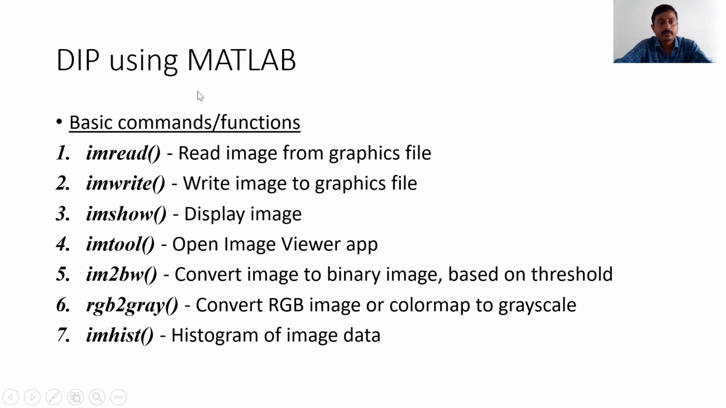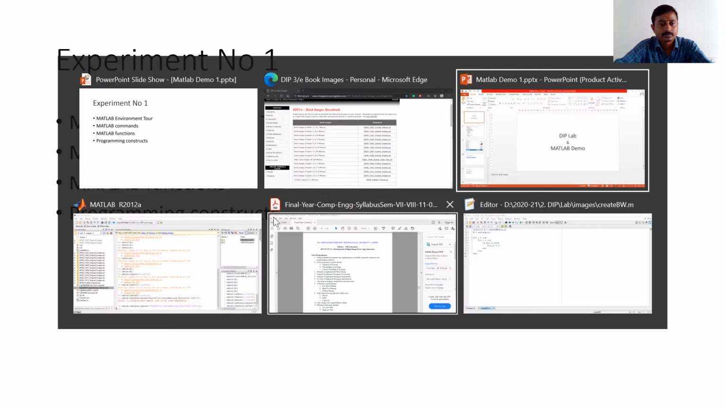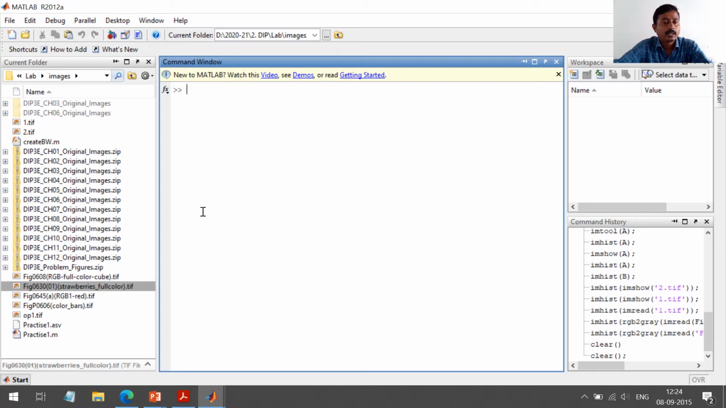Later we'll see basic commands of DIP using MATLAB. First we'll discuss the environment. When you open MATLAB, this is the welcome screen that you will get. On the left panel you'll have the current directory. Your current directory should be the one where images are stored, and you should create a MATLAB file there only, so that you will not have to give a complete path; only the image name is sufficient.